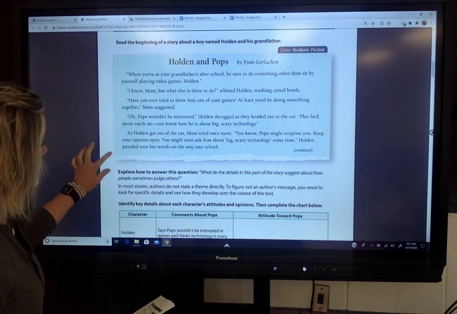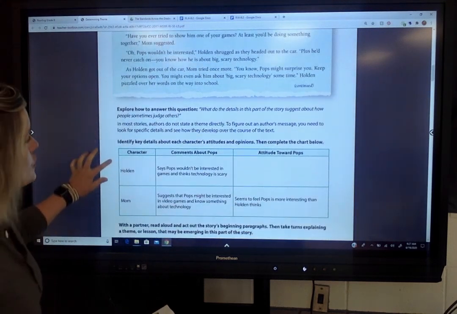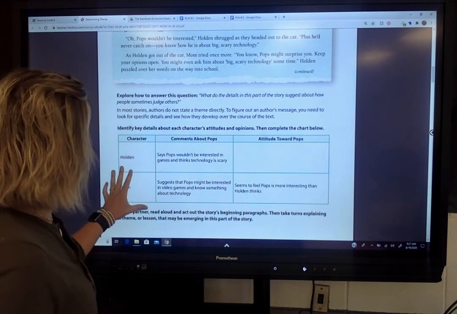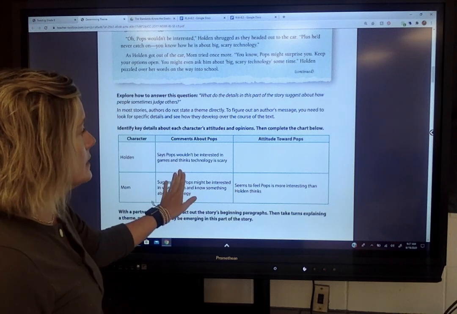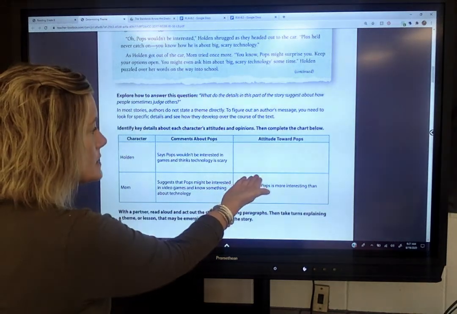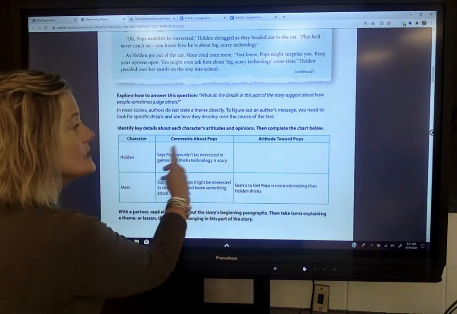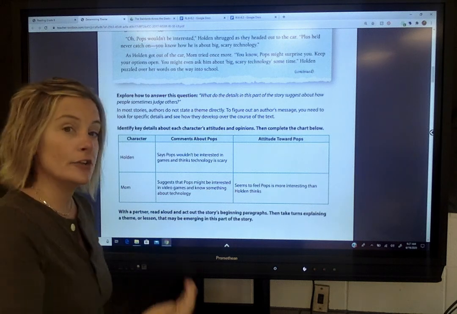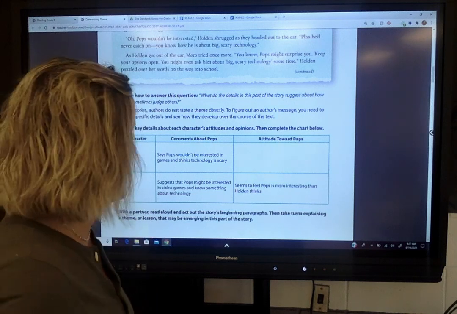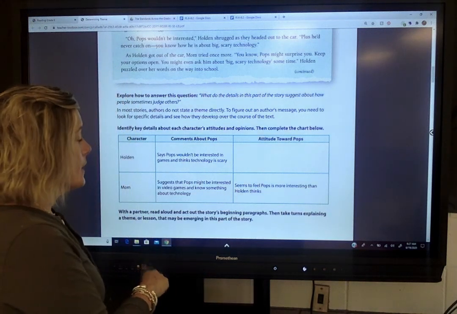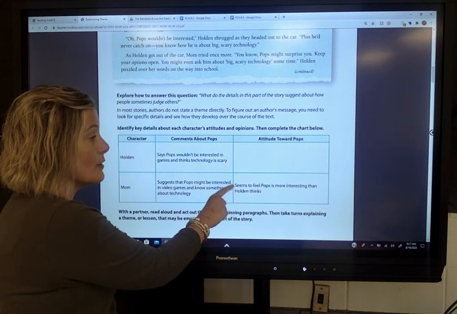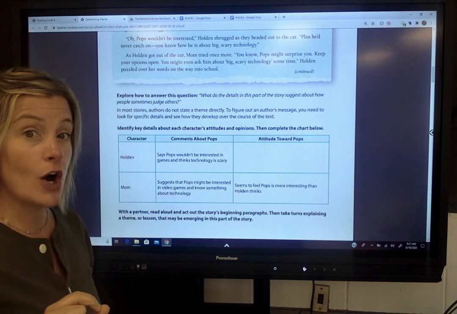If we look here at the chart, and sometimes it's easier to put your key details into charts, Holden says that he wouldn't be interested. He thinks that technology is scary. So what does this tell us? Well, it tells us that Holden's attitude towards Pop is that he doesn't understand technology. He wouldn't be interested because he doesn't understand and he doesn't know how to do it. But Mom suggests that he might be interested, and she thinks that Pops is more interesting than Holden thinks.